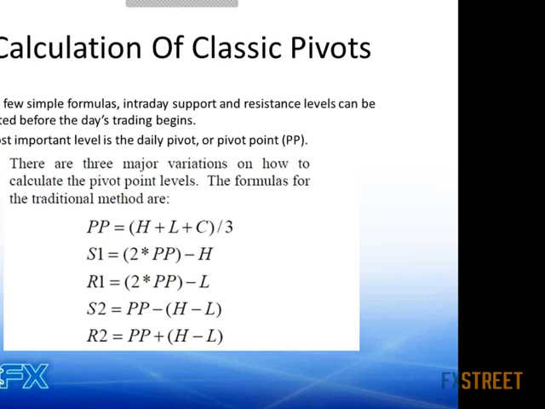And so if you're using a weekly pivot, it's taking the last week's high plus low plus close divided by 3. Daily pivots, yesterday's high, low, close, added up, divided by 3. Monthly pivot, last month's high, low, close, divided by 3. That's going to be your barometer.